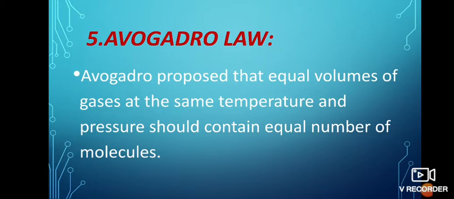Now the next law is Avogadro law. Avogadro proposed that equal volumes of gases at the same temperature and pressure should contain an equal number of molecules. It means volume of gas is directly proportional to number of molecules. For example, if 100 ml of methane gas contains Y molecules and 100 ml of carbon dioxide gas contains Y molecules, then 50 ml of carbon dioxide gas contains Y by 2 molecules.